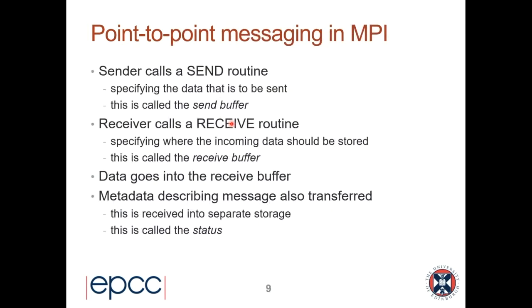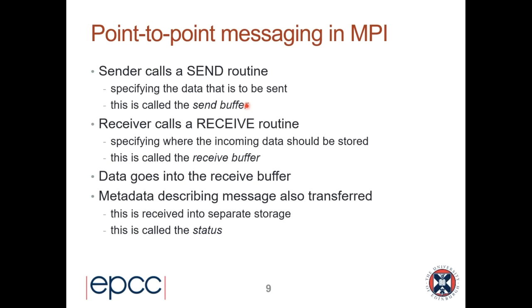So point-to-point messaging in MPI, just to get some terminology: the sender calls a send routine. You have a number of options, and you specify the data that is to be sent. This data is called the send buffer. So the sender calls a send routine, specifying a send buffer. The receiver calls a receive routine, specifying where the incoming data should be stored, and this is called the receive buffer. So you have a send buffer, which is your send array, and a receive buffer, which is the receive array, and the data goes into the receive buffer.